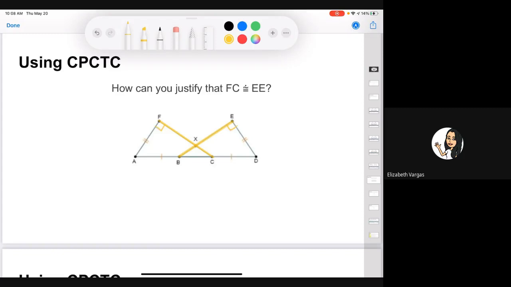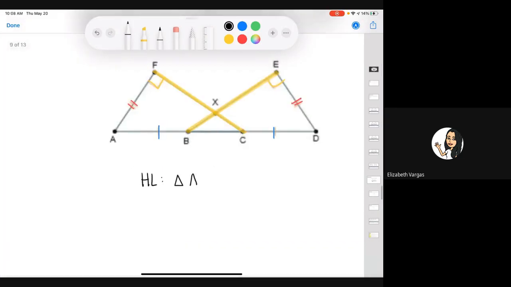So that should take you to the hypotenuse leg. If you have two right angles, you may think, maybe I can use the hypotenuse leg there. I can prove that both of my hypotenuses are congruent to each other, and two of my legs are congruent to each other. So using the hypotenuse leg theorem, I can prove that these two triangles are congruent to each other. The triangle ABC, or ABF, sorry, is congruent to DEB.